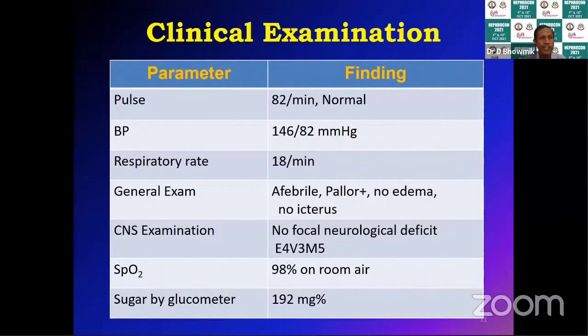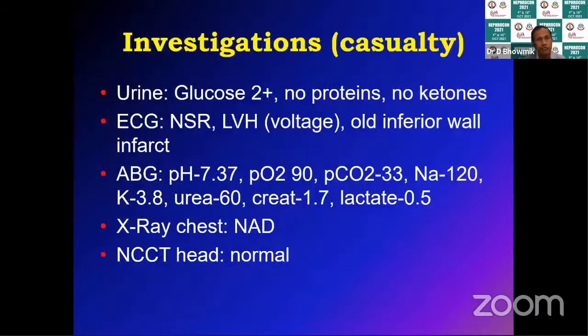Her clinical examination findings in the casualty revealed a pulse of 82, a BP of 146 by 82, and a respiratory rate of 18 per minute. General examination showed she was afebrile, there was some pallor, but no edema or icterus. There was no focal neurological deficit, and otherwise she was okay, respiration was okay, and there was no motor deficit. Her oxygen saturation was fine, and the glucose was somewhat on the higher side by the glucometer. Urine dipstick examination showed some glucose, but no proteins or ketones.